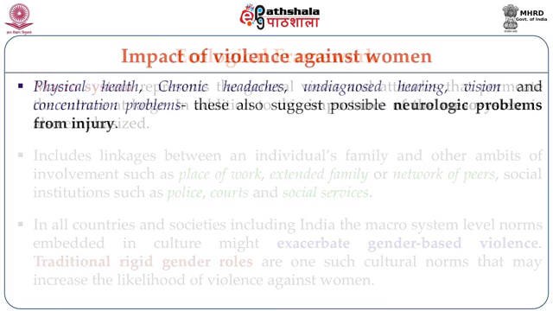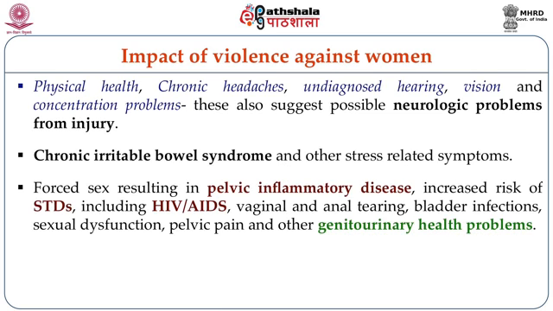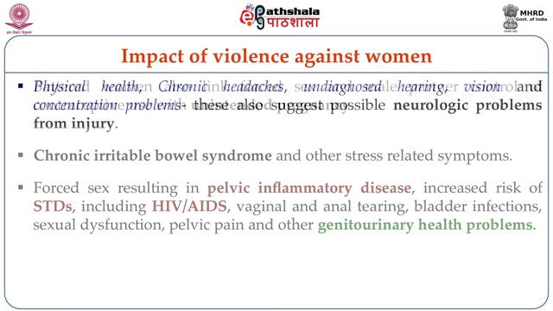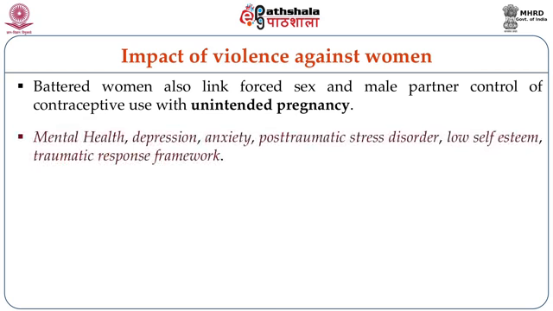social systems. Some of the impact of violence against women includes impact on their physical health, which could lead to chronic headaches, hearing issues, vision, concentration problems, forced sex resulting in pelvic inflammatory disease, increased risk of sexually transmitted diseases including HIV, vaginal and anal tearing and other genitourinary health problems. Battered women also link forced sex and male partner control of contraceptive use with unintended pregnancy. So these are some of the physical health issues.